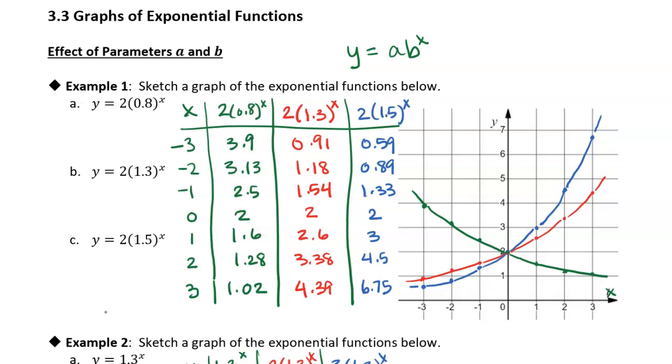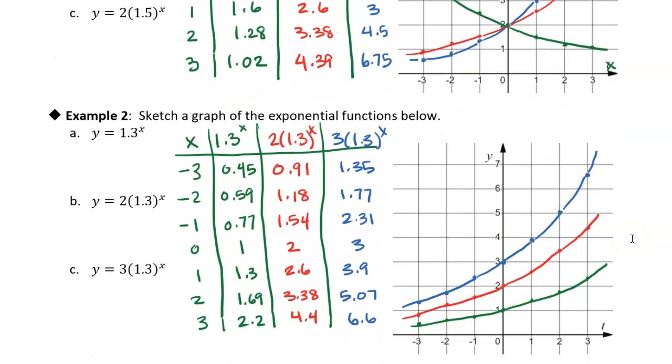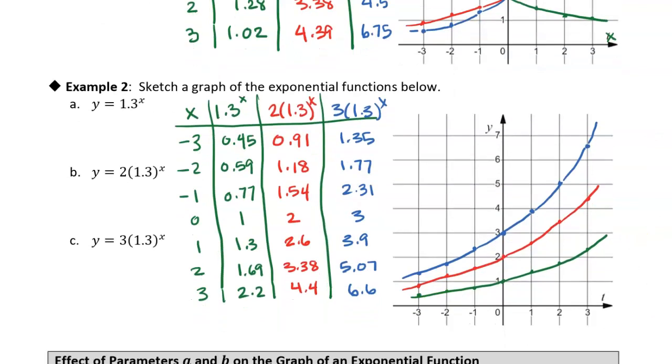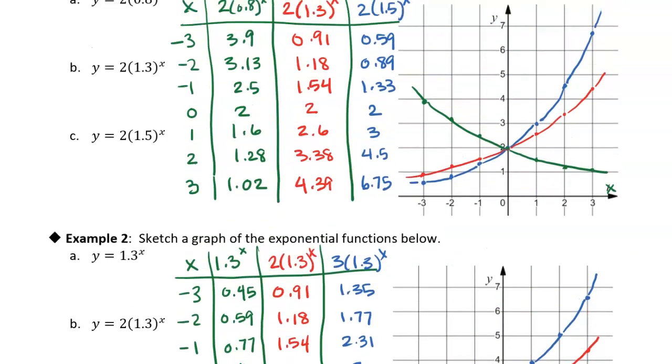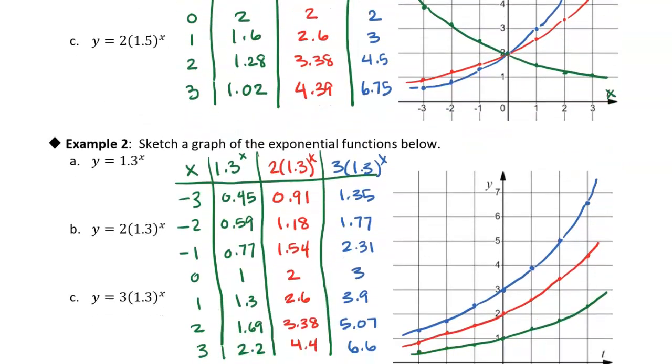So we're looking at the effect of the parameter b, and you can see that if it's less than 1, you get decay. If it's greater than 1, you get growth. And the bigger the b value is, the faster it grows. So in the second example, we're looking at the effect of the parameter a, which is the initial amount. I should point out too, notice that all of those graphs in example 1 pass through the point 2 when x is equal to 0.